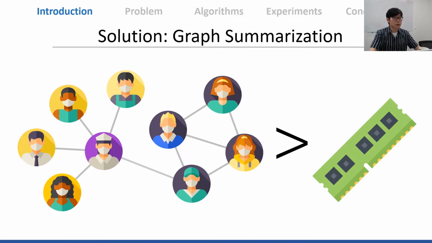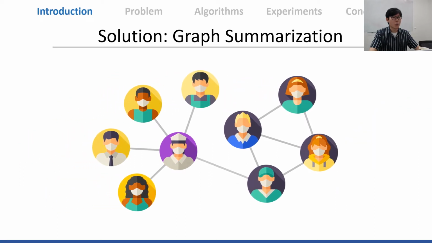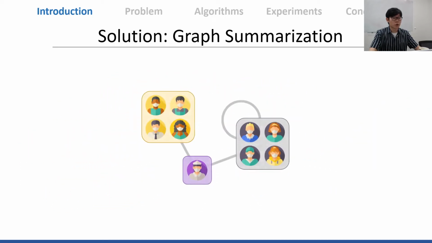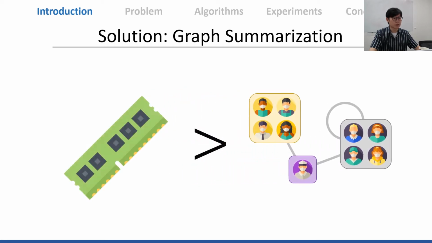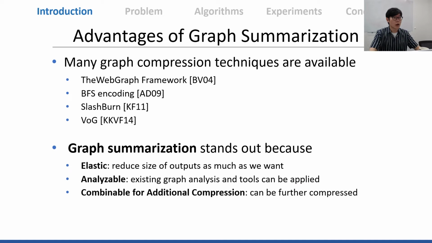We can tackle these computational and storage challenges through graph summarization, where we aim to preserve the essential structure of a graph while shrinking its size by removing minor details. There do exist other graph compression methods such as the Web Graph Framework, BFS encoding, /burn, and VOG. However, graph summarization stands out among a variety of graph compression techniques.